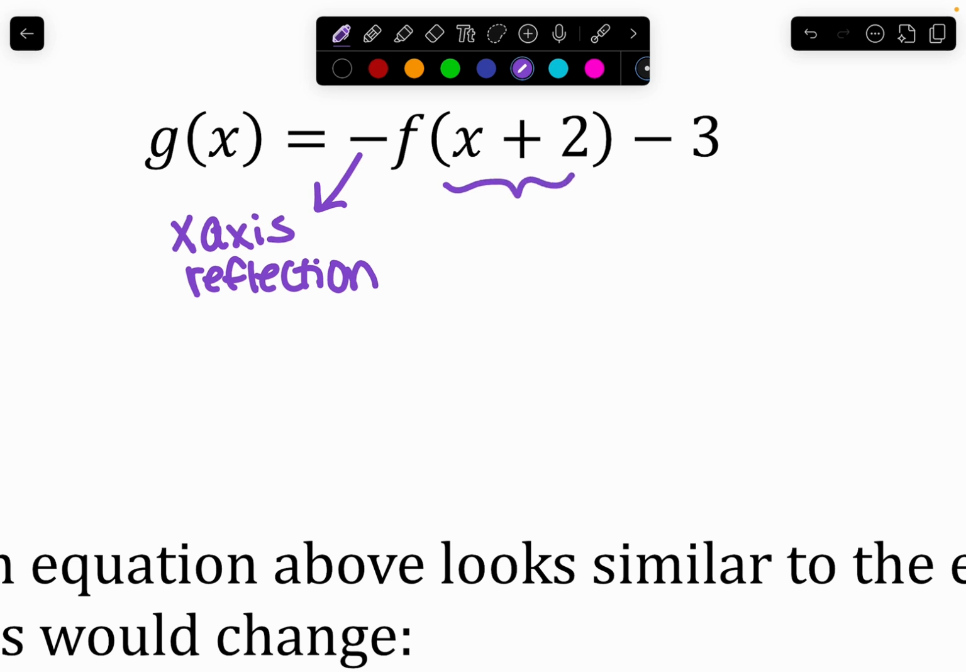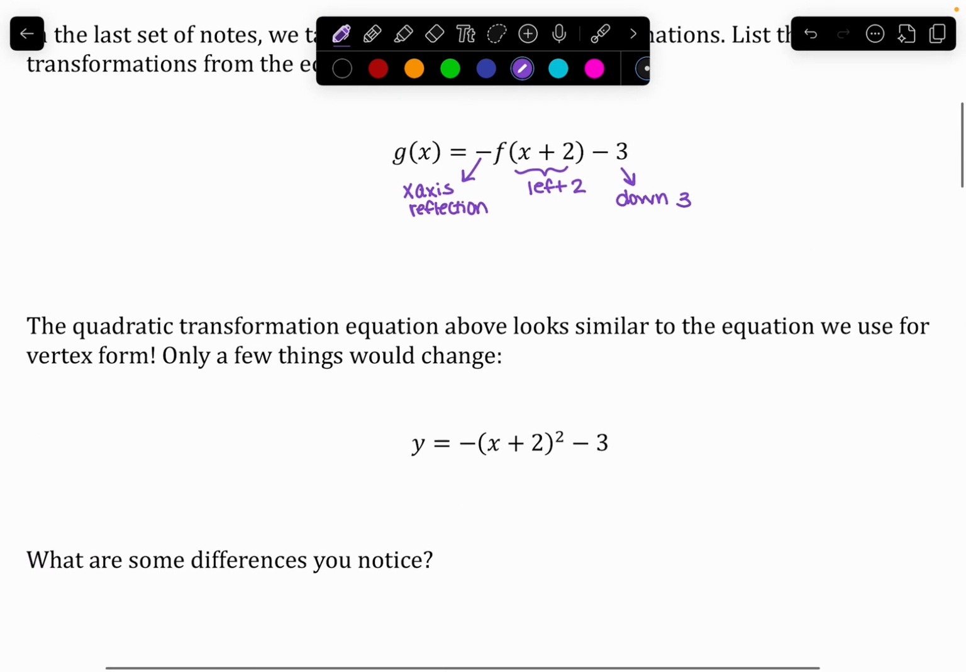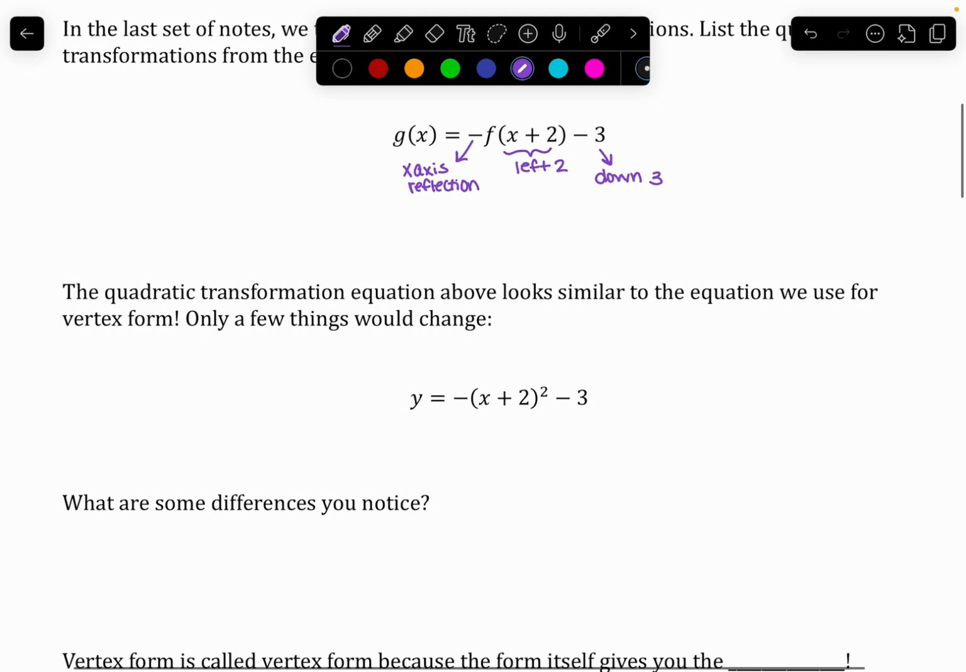The number that is inside of the parentheses but to the right determines right or left. This would be a left 2. And then this number down here actually tells you that your graph has gone down 3 units. Now, that transformation equation looks very similar to vertex form.